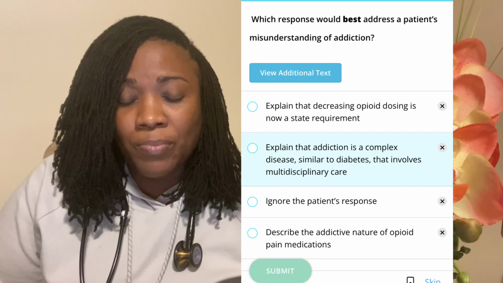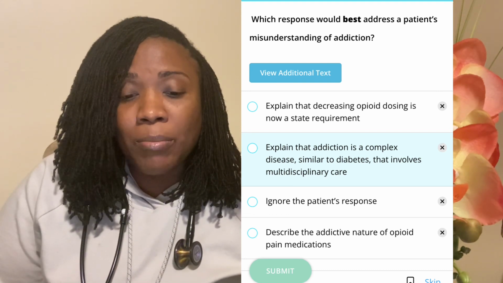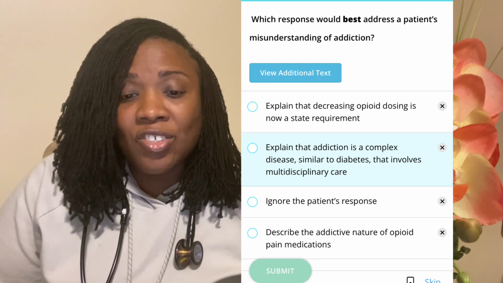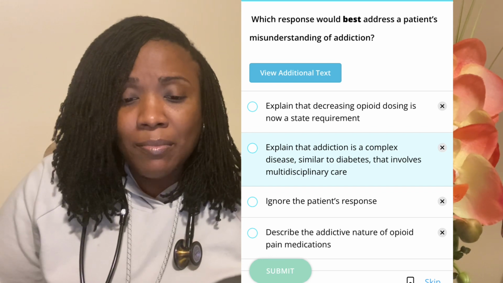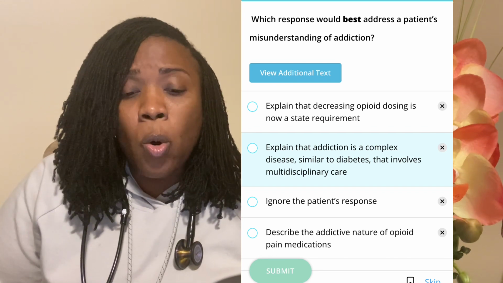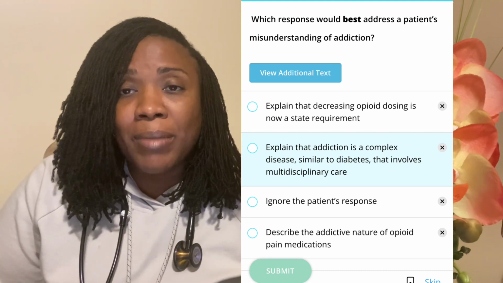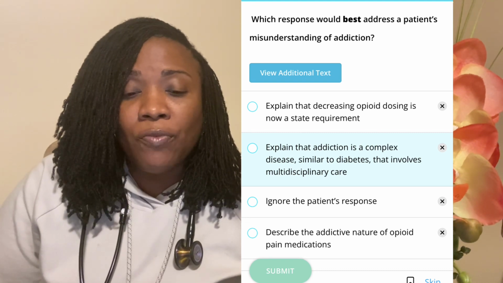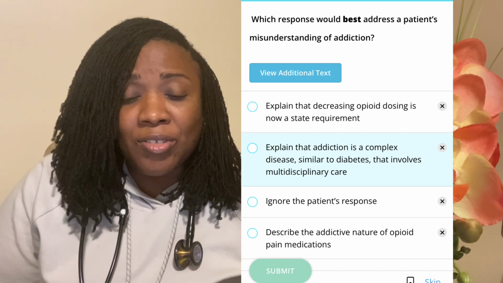You just want to find the answer that would most fit a patient who had an issue with addiction. So the options are: explain that decreasing opioid dosing is now a state requirement. Explain that addiction is a complex disease similar to diabetes that involves multidisciplinary care. Ignore the patient's response, or describe the addictive nature of opioid pain medications. So there are 4 options here. From what it looks like, none of the options are incorrect.